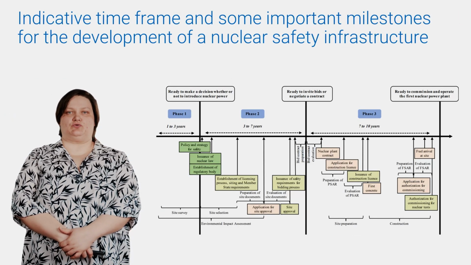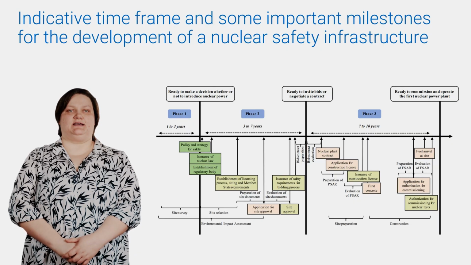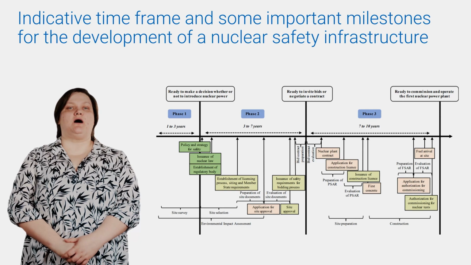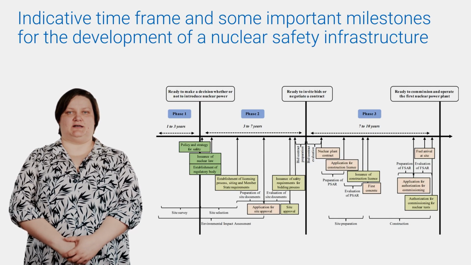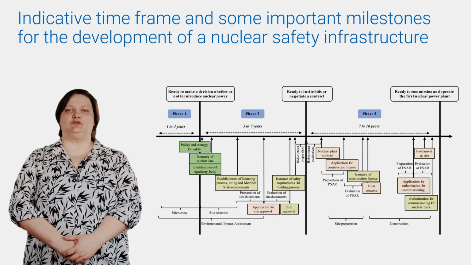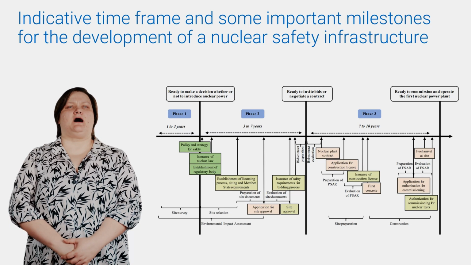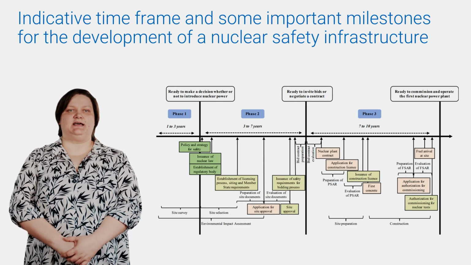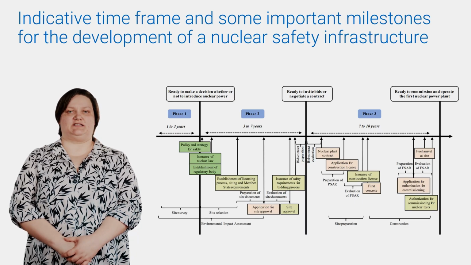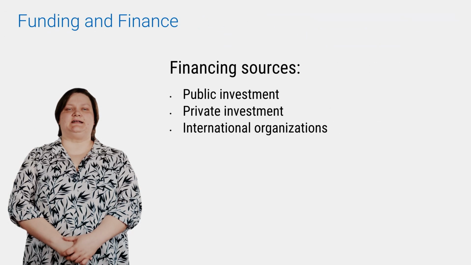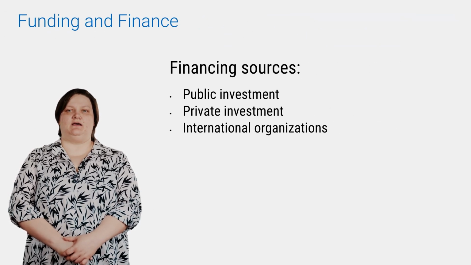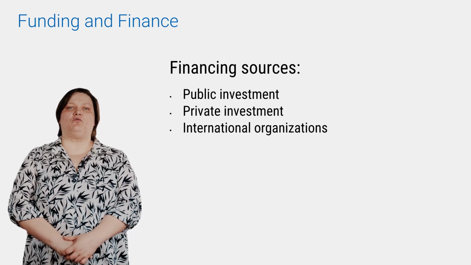Let's look at the first 3 phases. The figure provides an indicative time frame and some important milestones expected in each of the phases. At the end of phase 1, the state is ready to make a knowledgeable commitment to a nuclear power program. At the end of phase 2, the state is ready to invite bids or to negotiate a contract for the first nuclear power plants. At the end of phase 3, the state is ready to commission and operate the first nuclear power plant. Financing of nuclear infrastructure is a key factor in the success of nuclear programs.